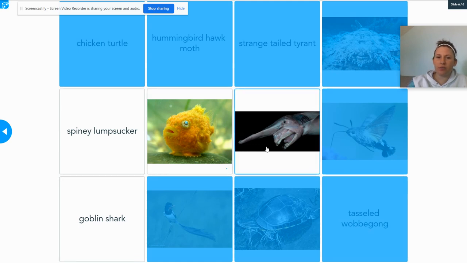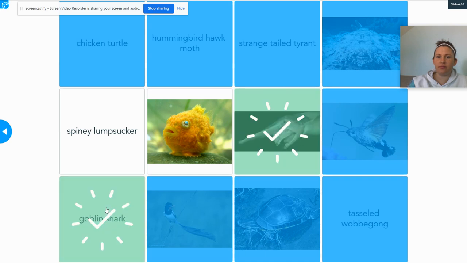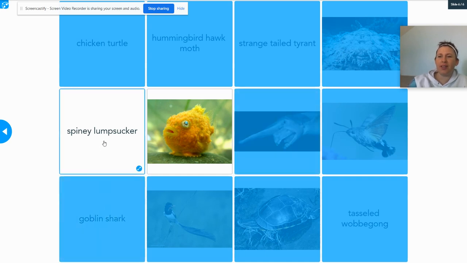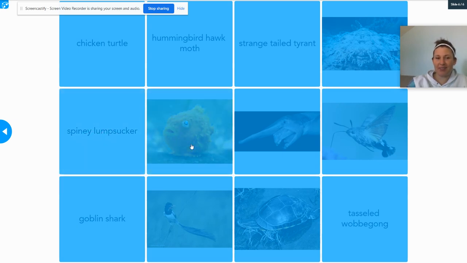So I'm like, which one of these looks more like a shark? This one definitely looks more like a fish. This one definitely looks more like a shark. It's got that bluish grayish skin. Oh, those things are creepy looking. I don't like them. And what a creepy name. So then it looks like our spiny lumpsucker is this cute little fish. How cute is this guy?